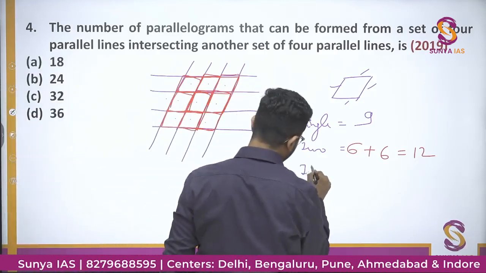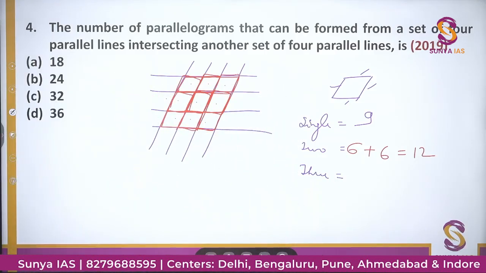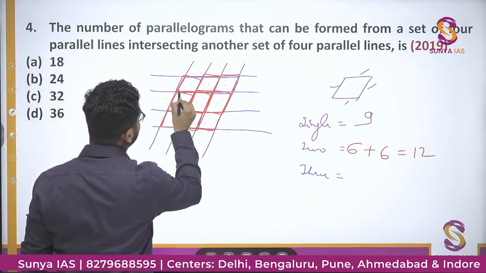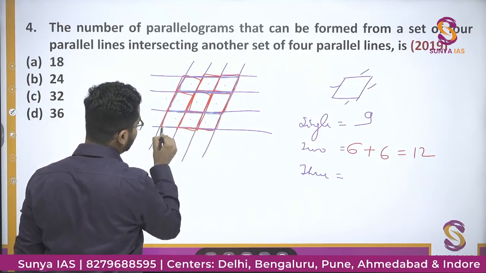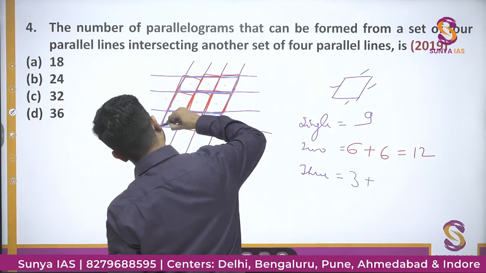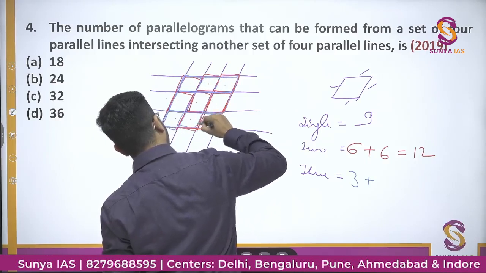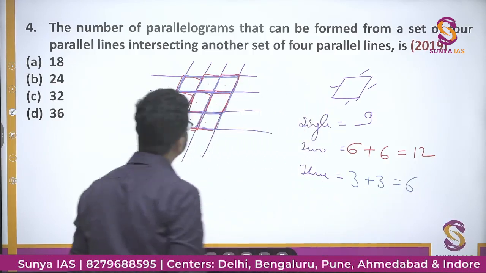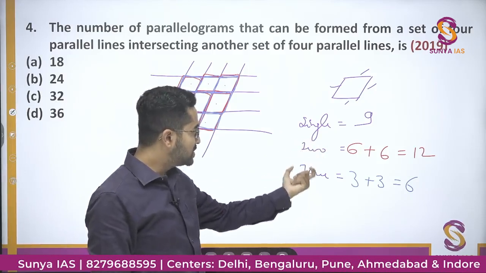Now I find the ones with 3 parallelograms. How many 3-wale are there? This is 1, 2, 3. Right? So these are the 3-wale ones. And again you do like this: 1, 2, 3. That is 6. So these are from single parallelogram, two parallelograms, three parallelograms.